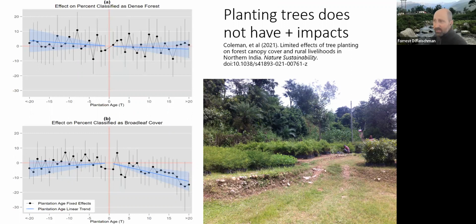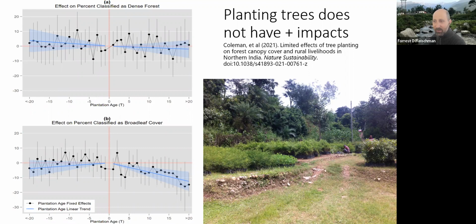I advanced that slide before I was ready, but here we go. So some of you may have already seen our paper we published a couple months ago in Nature Sustainability. This is the headline of that paper. The red line in these graphs is the year that a plantation was planted. And what you should see after that is increasing forest cover. On the top graph, the y-axis is showing the percent of the plantation area classified as dense forest. So as a plantation grows, we should see more of the area classified as dense forest. We don't see that. In fact, although it's statistically indistinguishable from zero, the trend is actually a decline. But essentially what we're seeing here is there's no effect on forest cover from tree plantations in this landscape.